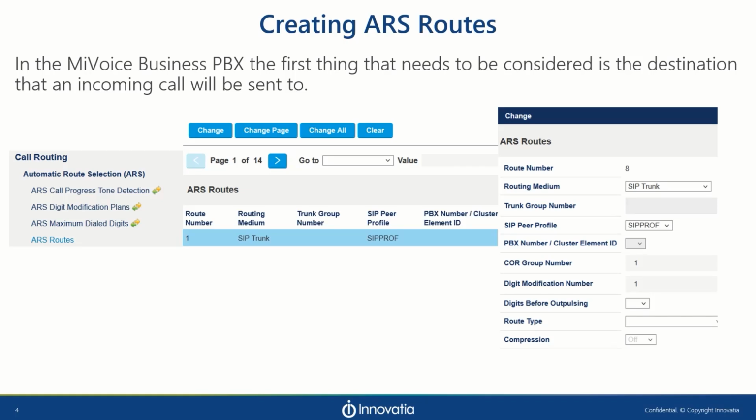In terms of actually setting up ARS routing with the MiVoice Business PBX platform, there are basically two key pieces of configuration that have to be set up. The first is what's called an ARS route, and these ARS routes basically define all of the information that is needed by the MiVoice Business system to define destinations.